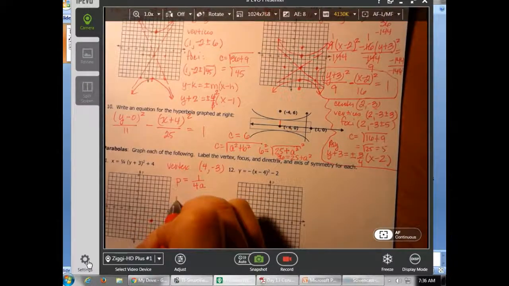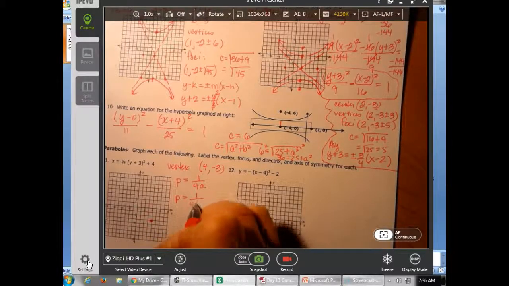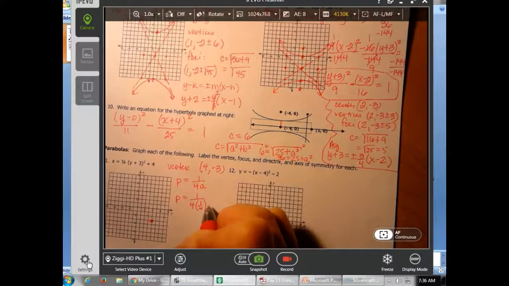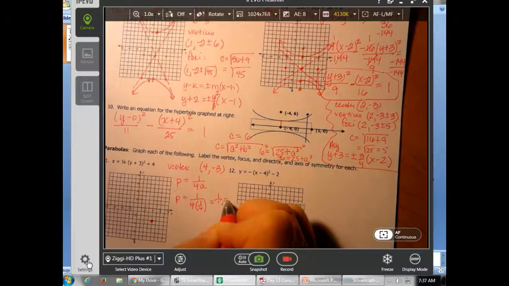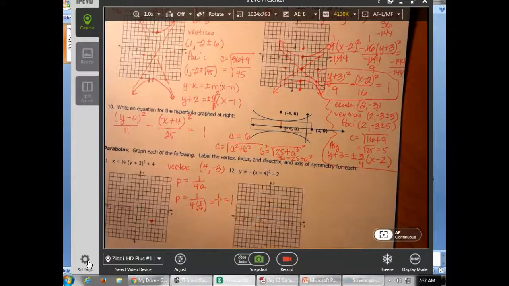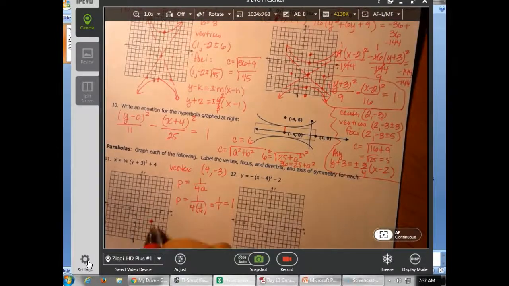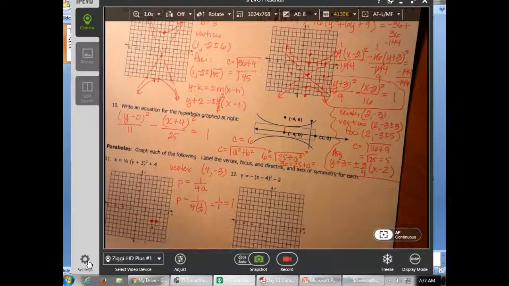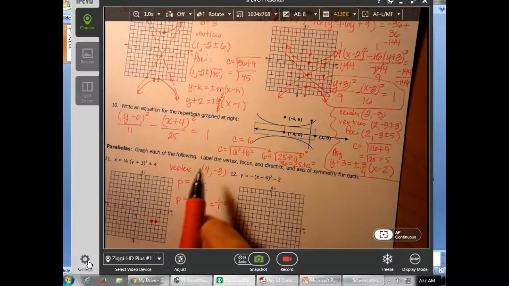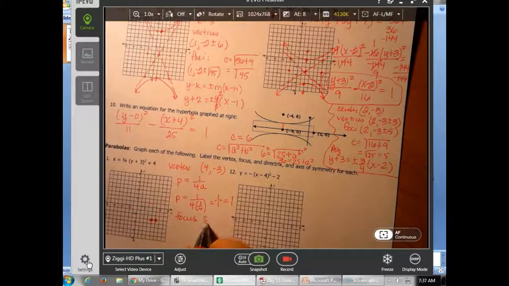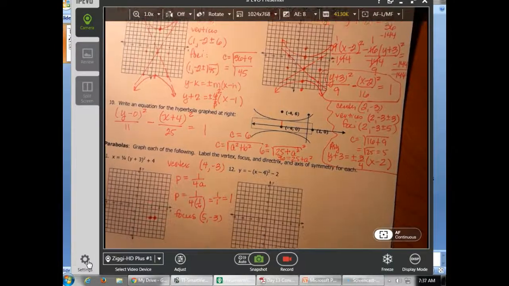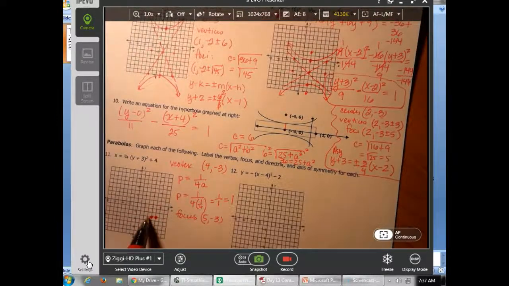And so here I know p is equal to 1 over 4 times 1/4. This is going to simplify down to 1 over 1, so p is just 1. So I'm going to go inside by 1 to find the focus point. Going back to my vertex, I'm going to have 4, add the 1 to that, so the focus is just going to be (5, -3). And then the directrix is going to be 1 in the other direction.